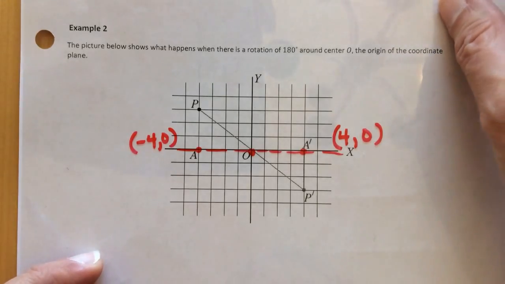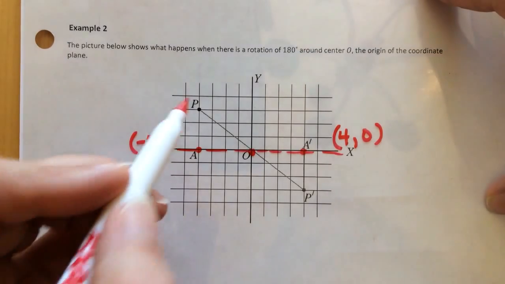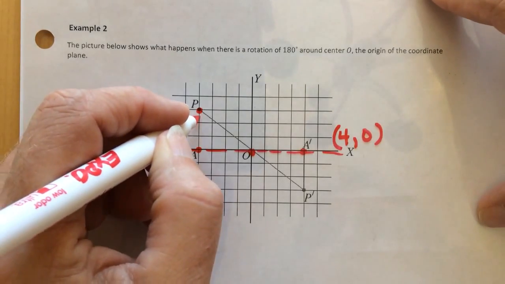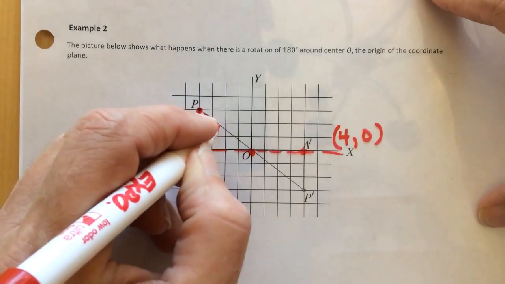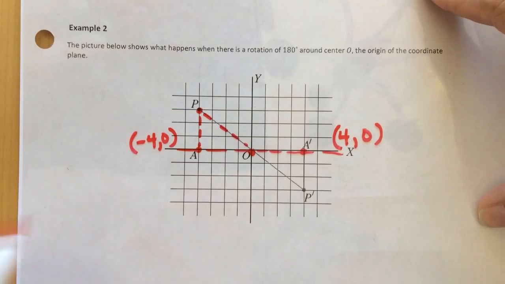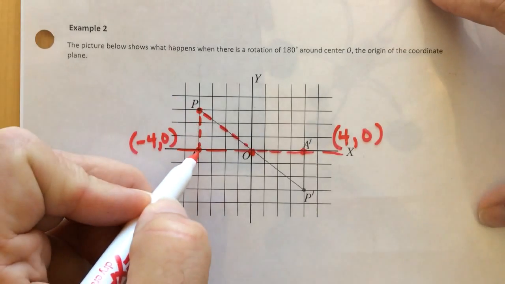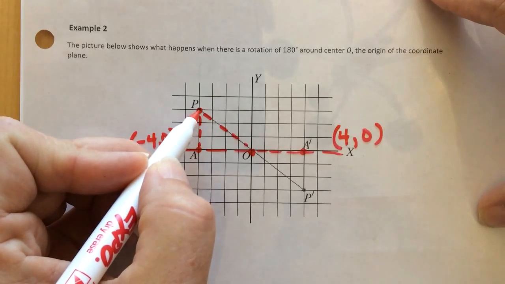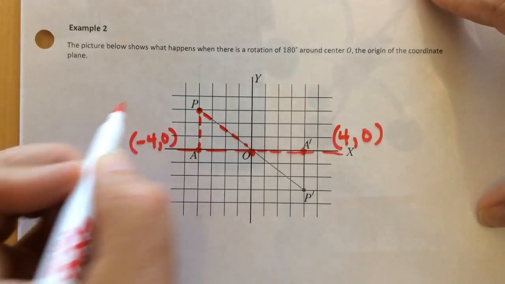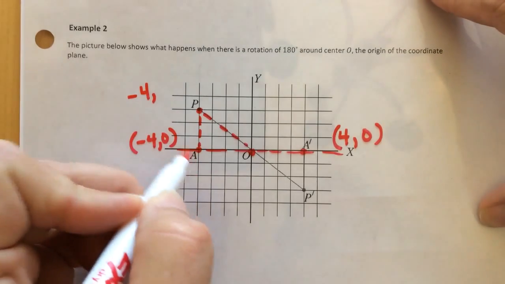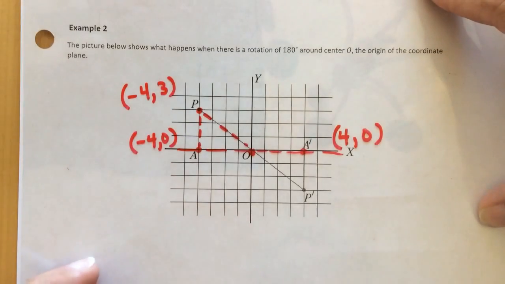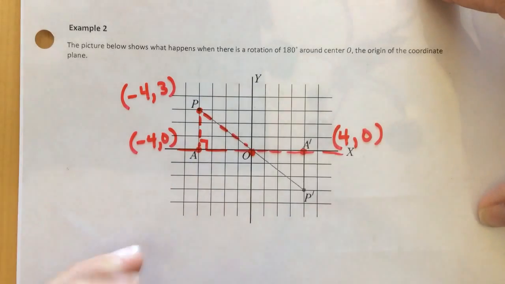Now, let's look at point P and P prime. So if I have P here, what I have is kind of an angle there, or a triangle, you could even think of it. The coordinates of P are, the x coordinate is the same as A, so it's -4. The y coordinate is +3, right there. Now, this angle is a right angle.